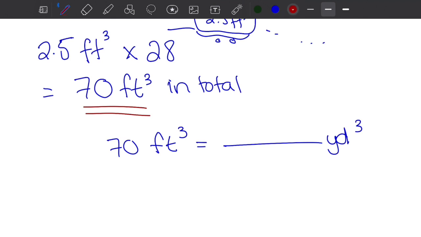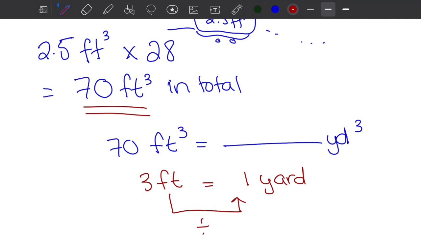Well, what's the fact that compares feet and yards to one another? We know that 3 feet is equal to 1 yard, and I get that from the formula sheet. Okay? How do I go from here to here? I divide by 3. Well, for my volume problem, I'm going to divide by 3 times. Okay, and remember to do that step by step.